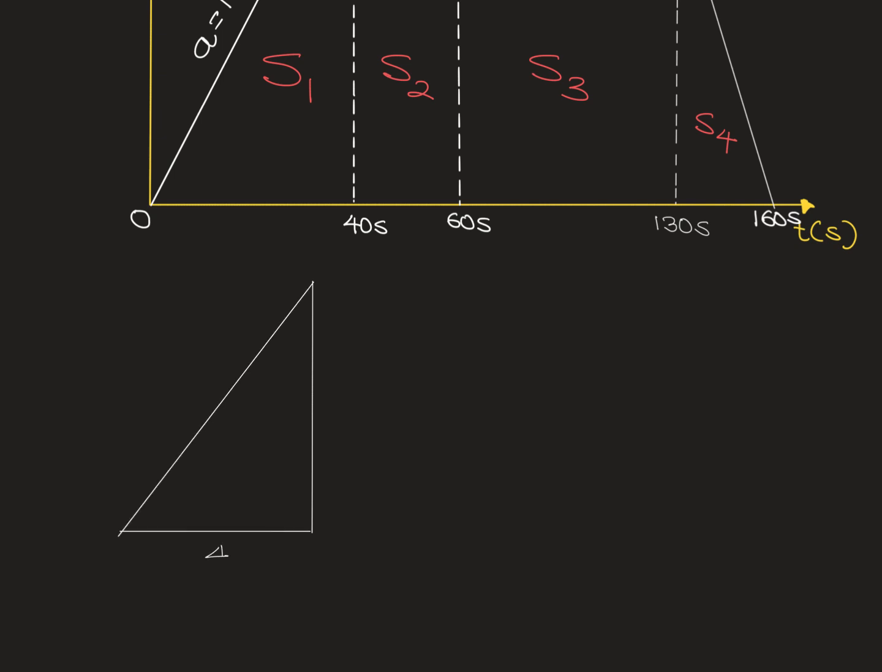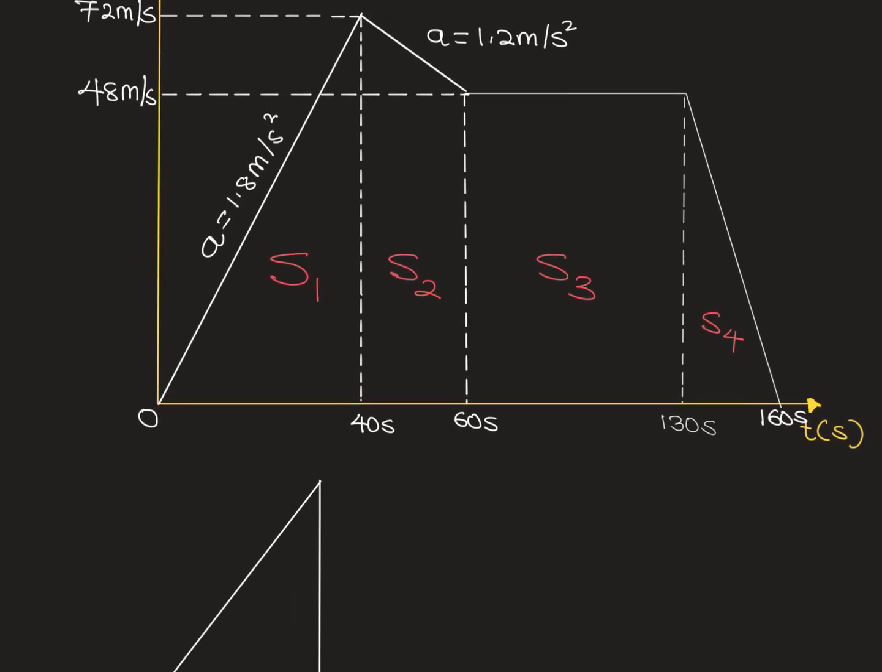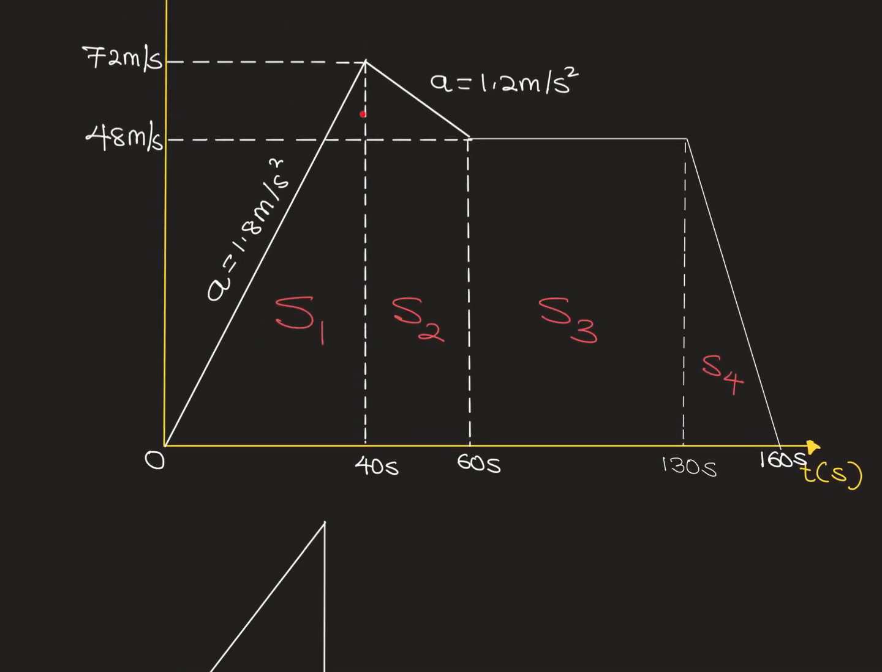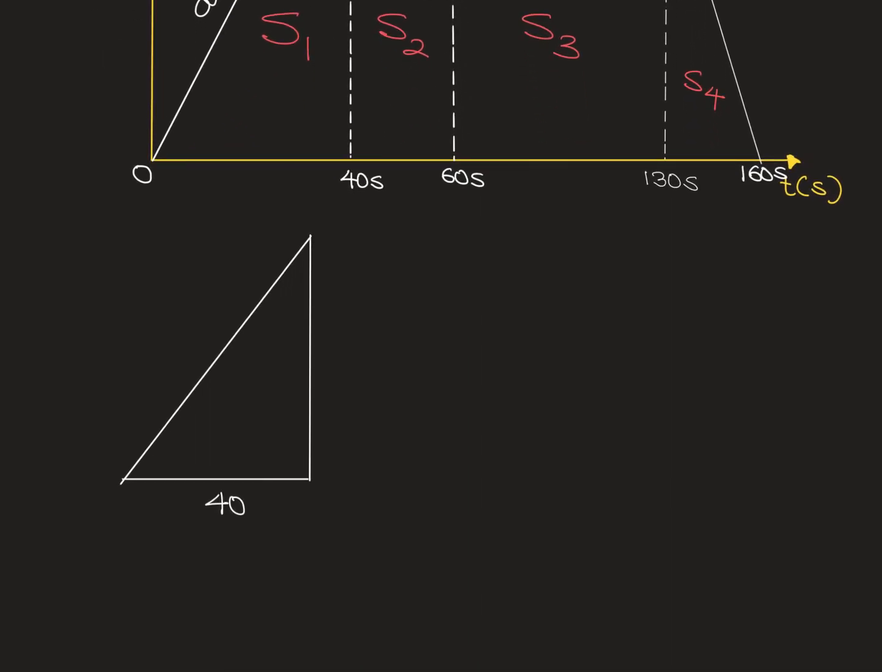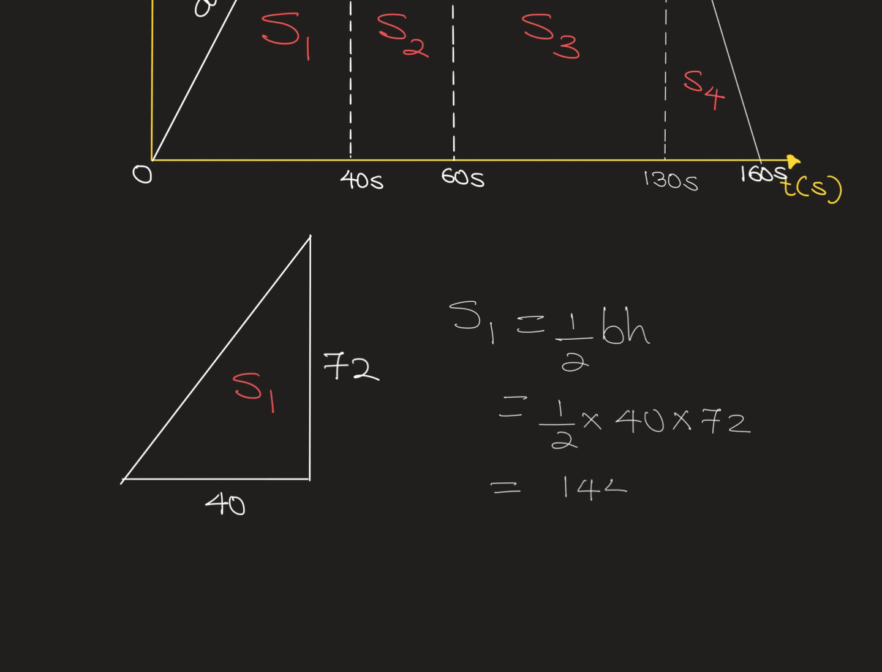Okay, the time is 40 seconds and the velocity is 72 meters per second. So this will be 72 and this is S1. To find S1, we use the area of a triangle, which is half base times height. So that is going to be half, the base is 40, the height is 72. Doing that math, we will have 1,440 meters as the distance for S1.